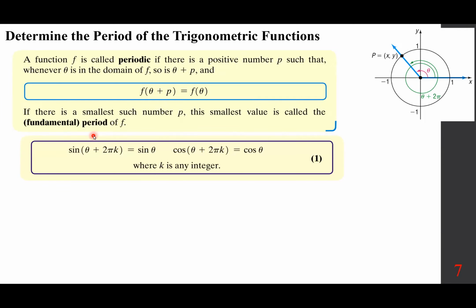When it comes to sine, it's 2 pi k. We might write 2 pi n in some text, where k or n is an integer. So we can write 2 pi n depending on the text. Or if we go with degrees, we can go with 360 n, in degrees.